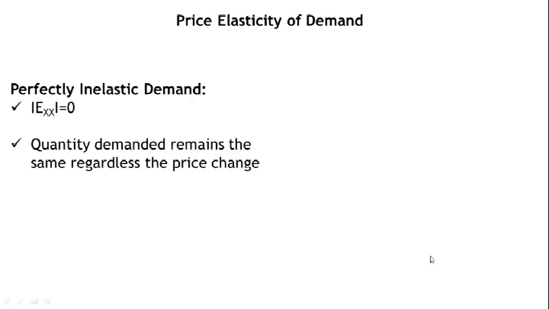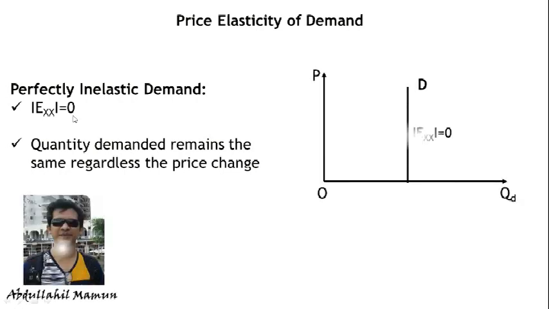Finally, perfectly inelastic demand. For perfectly inelastic demand, the absolute value of price elasticity of demand is 0. In this case, quantity demanded for a product remains the same regardless of the change in price, and the demand curve is vertical.